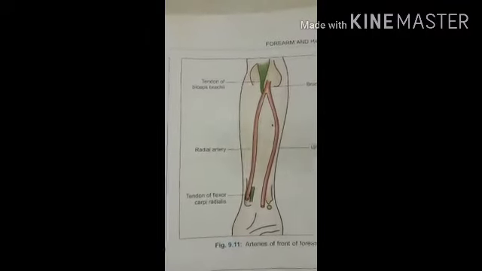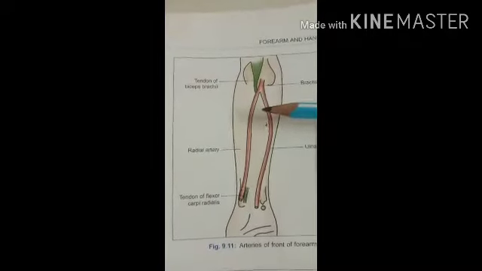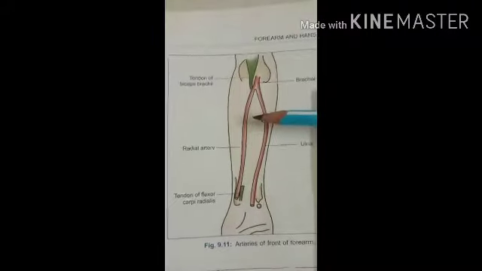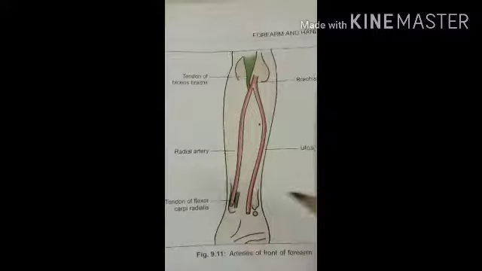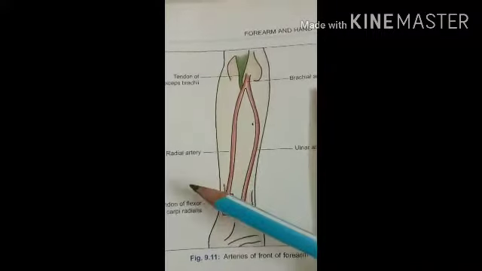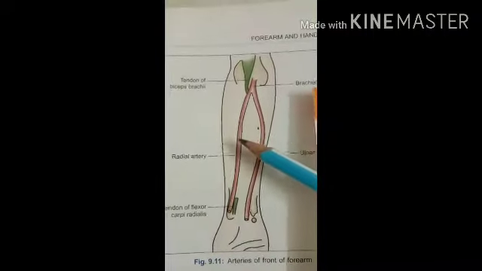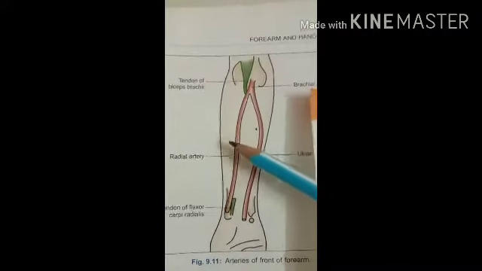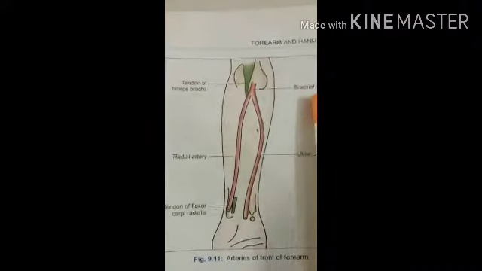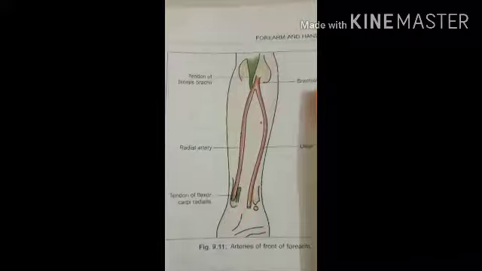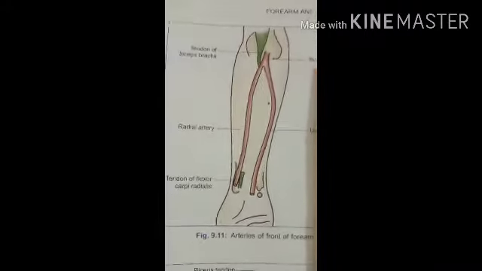Then we should see the branches of the radial artery. During its course it gives several branches. First, the muscular branches, which supply the lateral muscles of the forearm. Then the second branch, the radial recurrent artery. It arises in the cubital fossa and takes part in the formation of the arterial anastomosis around the elbow joint. Then the next is the palmar carpal branch, the lowermost branch of the radial artery.